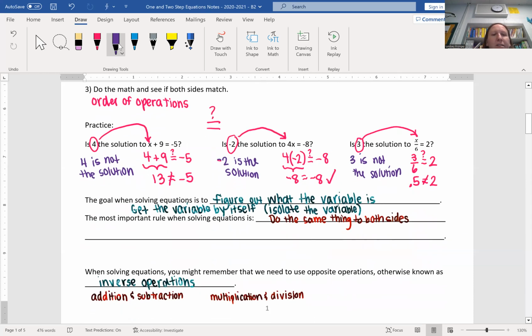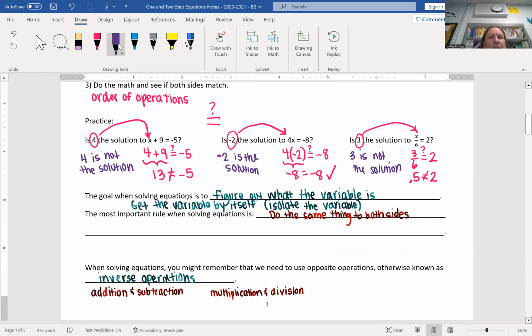And finally, when solving equations, you might remember this from last year, we need to use opposite operations, which we are going to call inverse operations. When we are solving equations, we work backwards. One pair of inverse operations would be addition and subtraction. They go hand in hand. And the other pair is multiplication and division. They go hand in hand. Those are going to be important as we move into actually solving our equations.